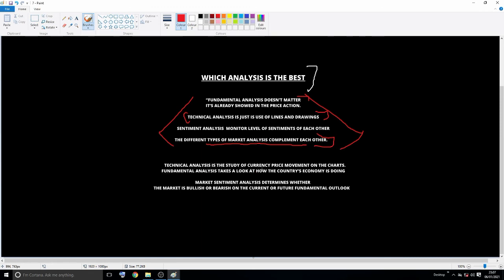Technical analysis is a study of a currency pair's movement on the chart. Fundamental analysis takes a look at how the country's economy is doing. Market sentiment determines whether the market is bullish or bearish, current or future outlook. So you can use all of them.